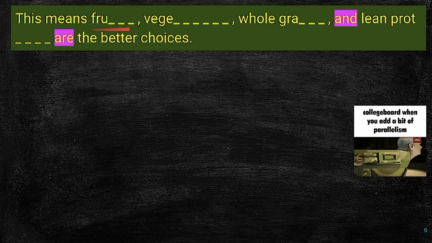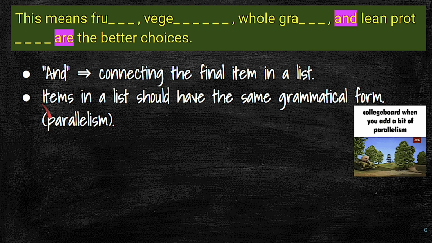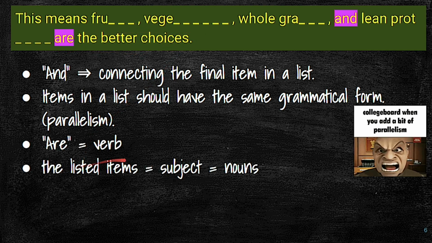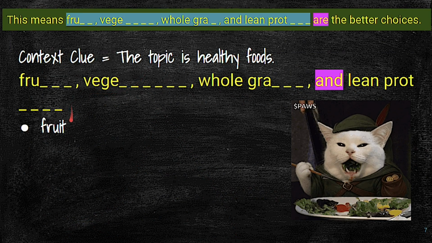Blanks 1 to 4. This means fruit, veg, whole gras, and lean prot are the better choices. First, notice the word and that connects the last item in the list. Whenever you see and, you should immediately think about parallelism. Parallelism means that items in a list should have the same grammatical form. So let's ask, what role do these items play in the sentence? The verb tells us that the listed items are the subject of the sentence. Therefore, we need nouns. Since the topic is healthy foods, we can quickly predict that the missing words are fruit, vegetables, grains, protein.